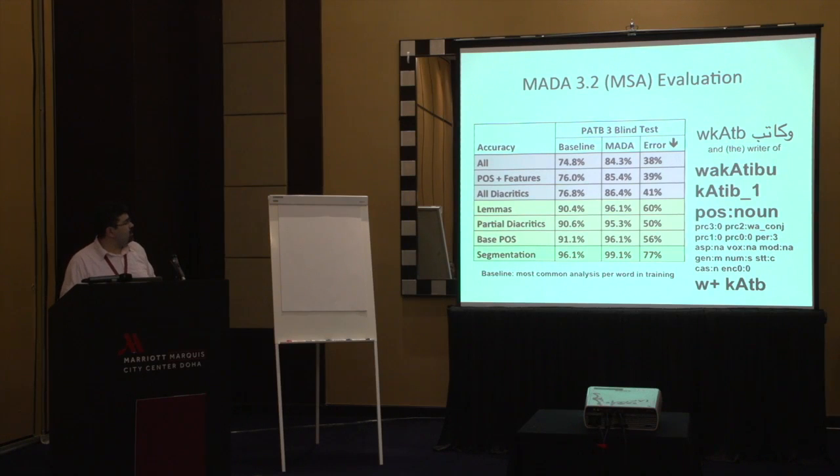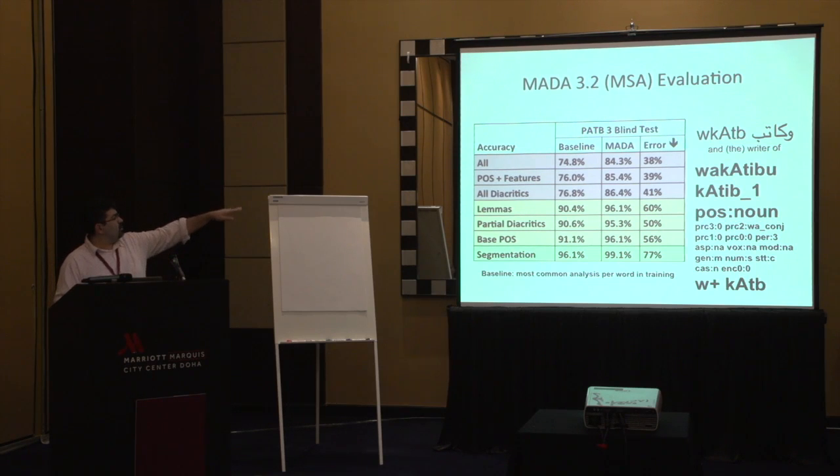So in terms of its evaluation, we use color here to show how proud we are of the behavior, perhaps. The baseline column refers to just using the most common analysis that exists in the Penn Arabic Treebank. So if I see a word, I say, I've seen this word katib before, and the most common time it was katibu, so I'm going to say it's katibu. I'm not going to say it's kataba, and I'm not going to say it's katibi or katuba. I'm going to pick one reading.